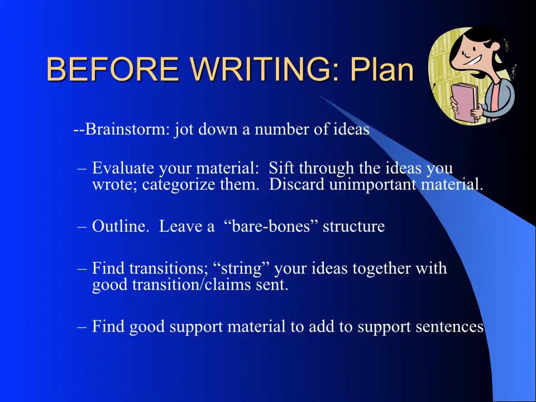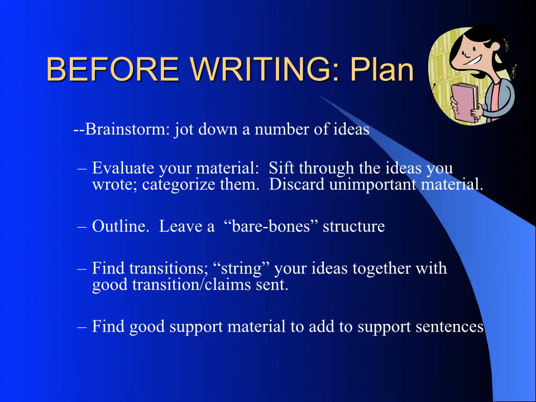After you've done that, begin to evaluate what you have written down. Sift through the ideas that you wrote. Categorize them. In other words, some ideas can go together. You could call those ideas A, ideas B, ideas C, if you're writing an essay that you want to have three main ideas. Discard the unimportant material. Just cross it out.